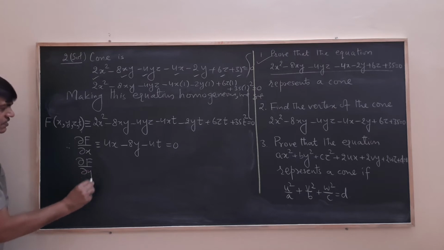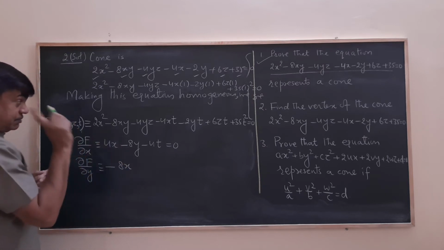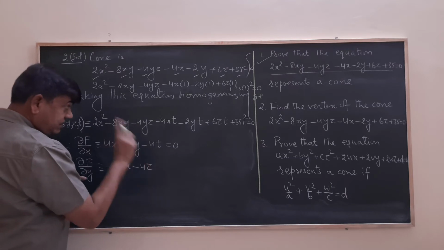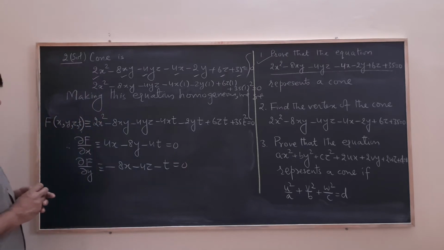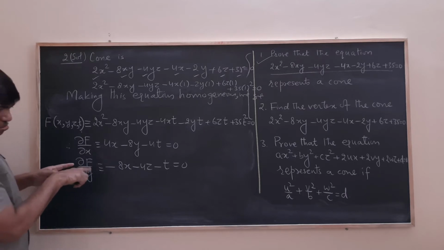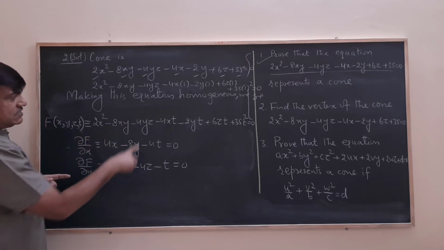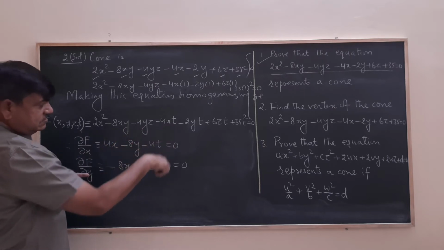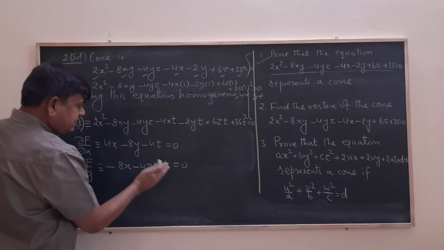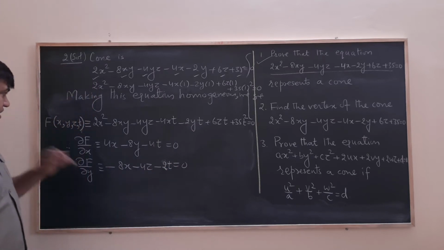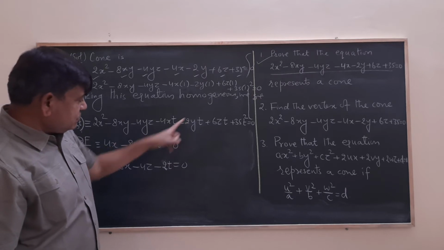∂f/∂y, with respect to y. The first term is 0, then it is −8x with respect to y. Remember, then it is −4z with respect to y, then it is −2t. Again I checked: with respect to y, 0, then it is −8x, −4z, then 0, and with respect to y it is −2t, 0 and 0.